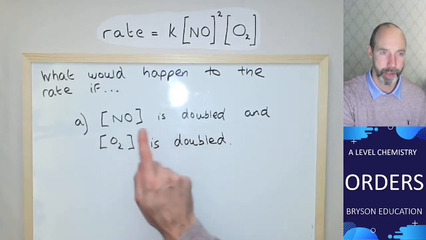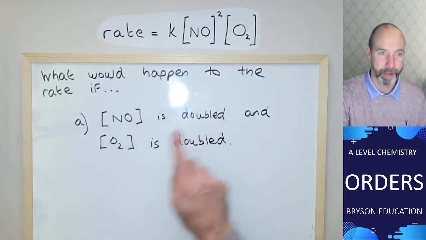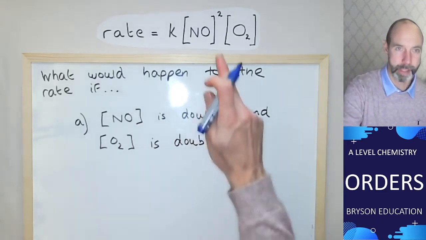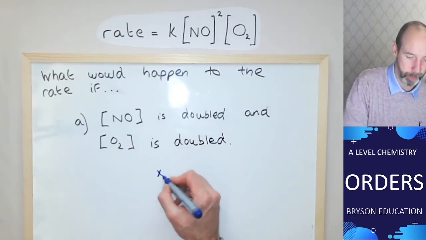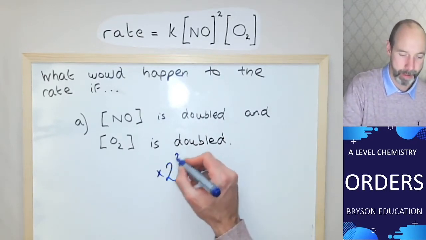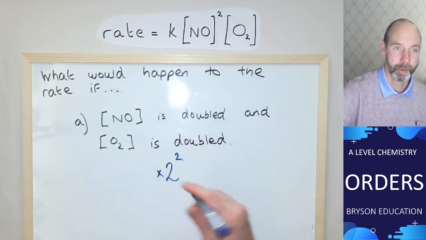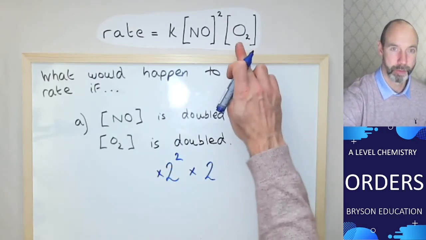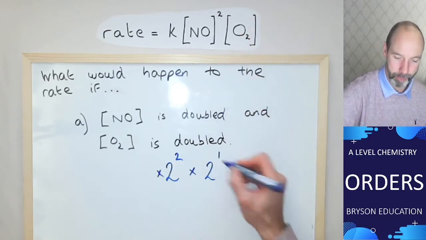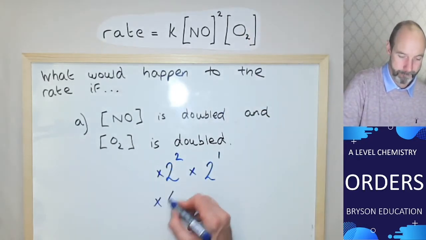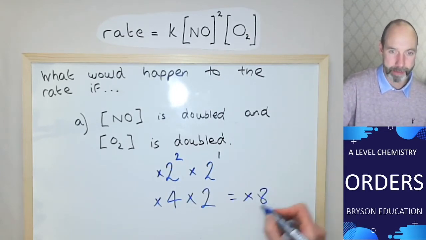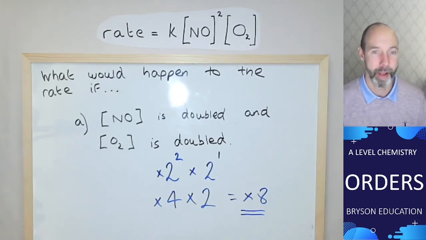So let's consider this situation then. The concentration of NO is doubled and the concentration of O2 is also doubled. So second order with respect to NO, so we're doubling that, which is timesing it by 2. It will be 2 squared because it's second order with respect to NO. This time we are also doubling the concentration of O2, but that's just to the power of 1, which is 4 times by 2, which is a factor of 8. So in this scenario, the rate would increase 8 times.